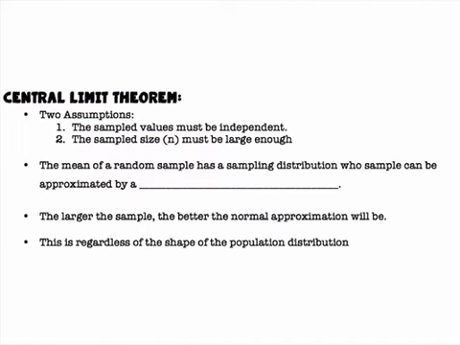The central limit theorem is based on two assumptions: that the sample values must be independent and the sample size must be large enough. The mean of a random sample has a sampling distribution that can be approximated by a normal model. The larger the sample, the better the normal approximation will be, regardless of the shape of the population distribution. So what they're saying is if the sample size is large enough and the values are independent, it's going to, by the central limit theorem, work out to follow a normal model.